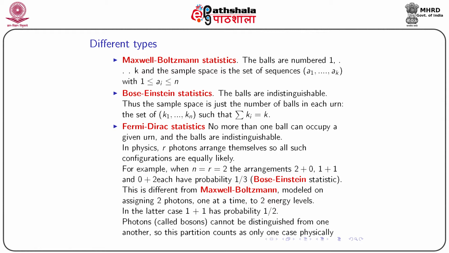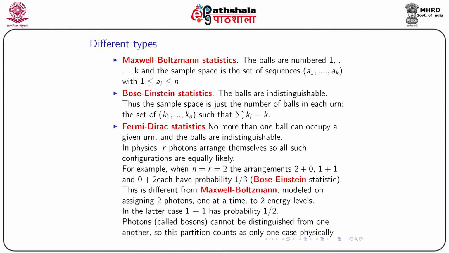The second statistic that they are using is called Bose-Einstein statistics. Here we have changed the condition so that balls are indistinguishable. Thus the sample space is just the number of balls in each urn, the set k1, k2, up to kn such that the sum over ki equals k. The third one is called Fermi-Dirac statistics, where we have the condition that no more than one ball can occupy a given urn and the balls are indistinguishable.